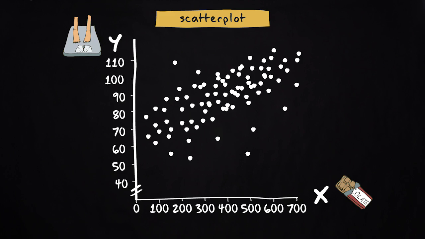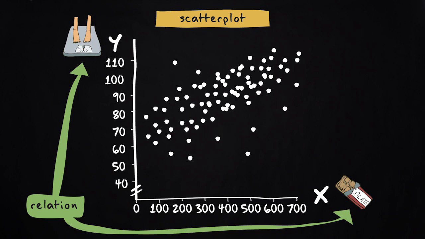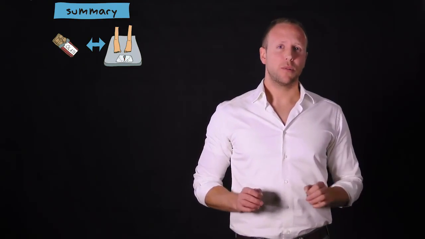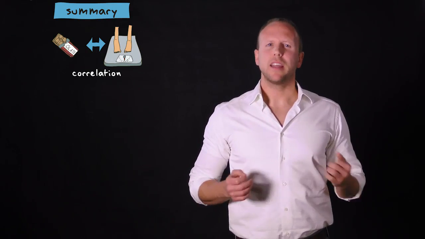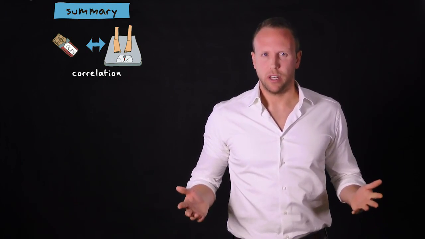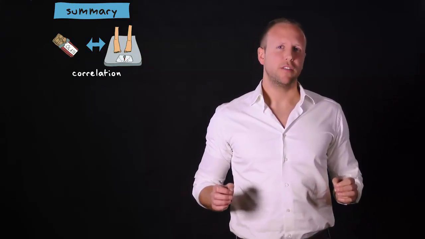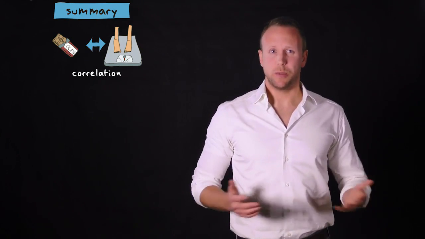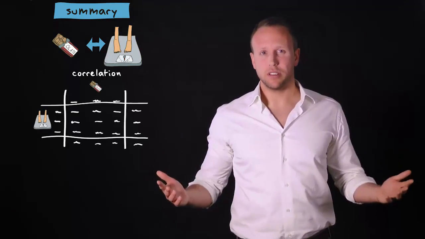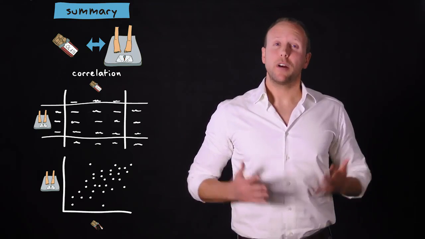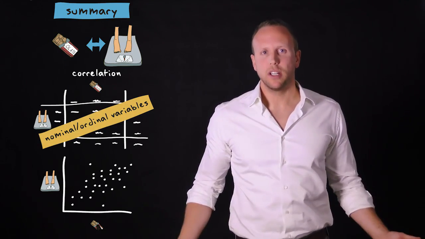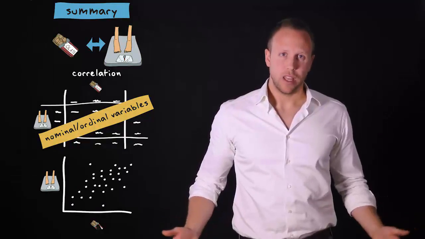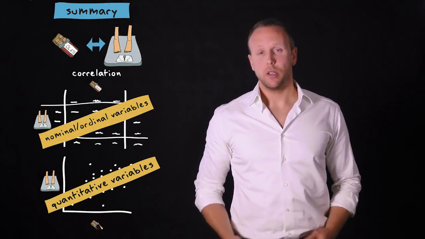The scatterplot shows you at a glance that there is a relationship between chocolate consumption and body weight. The more chocolate you eat, the higher your body weight. What have you learned? Not that chocolate consumption and body weight are correlated. I think most of you were already aware of that relationship. What you have learned in this video is that we can display relationships between two variables by means of tables and by means of graphs. When the variables in a study are measured on a nominal or ordinal level, we use a contingency table. And when they are measured on a quantitative level, we use a scatterplot.